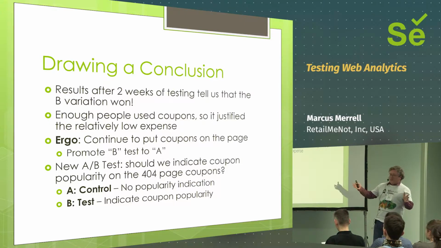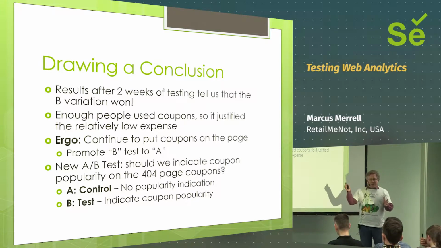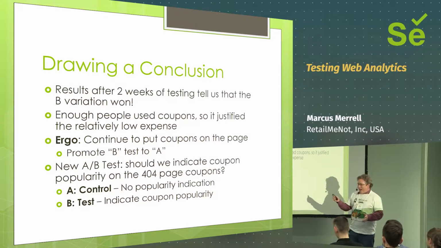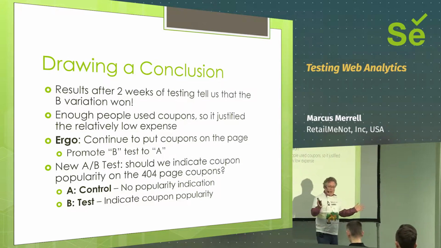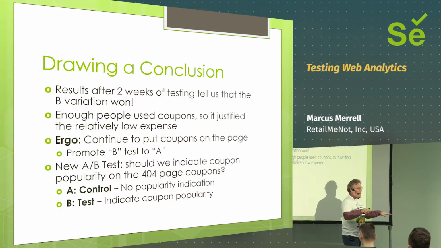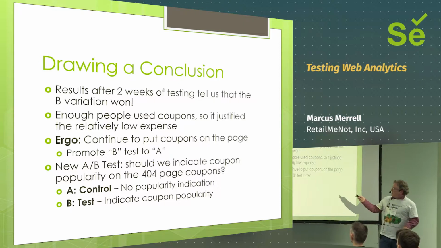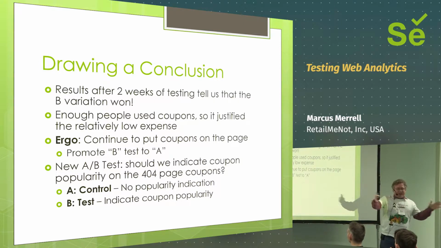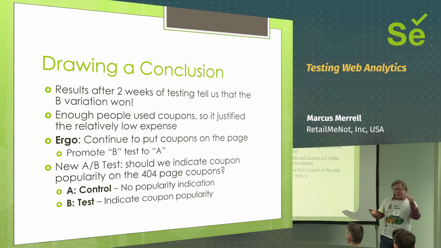After 2 weeks, we figured out that the tiny amount of effort we put into adding this feature to the 404 page was paid for. Like we expected, maybe it would be a good story to tell. No, it was paid for. So we promote the B variation to the A site, and now the A site becomes the main, what we call the control site.